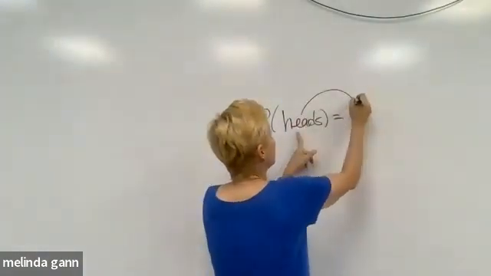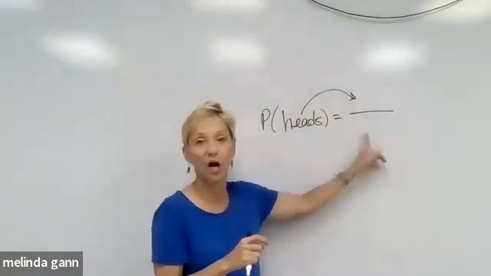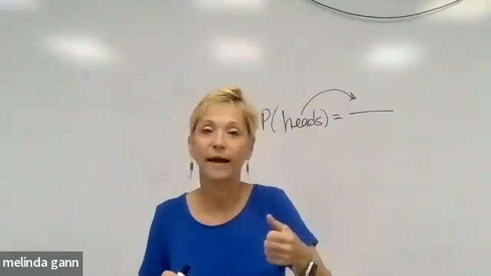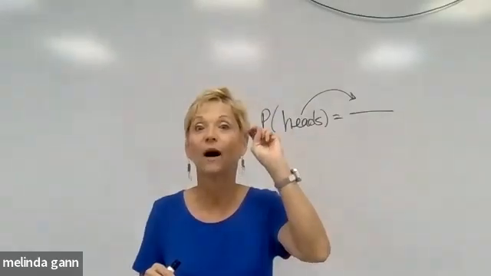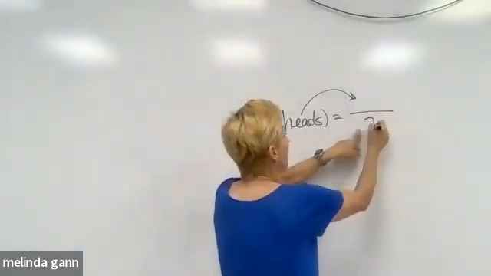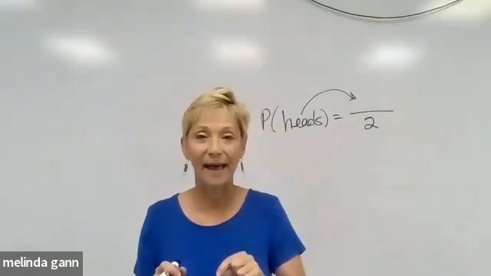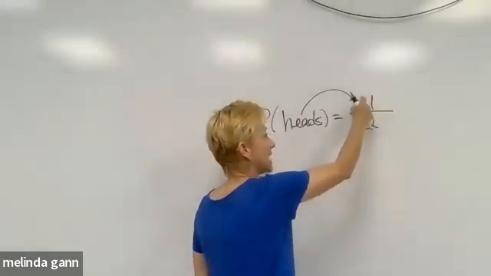Because what's in the parentheses goes on top, and the total goes on the bottom. So I'm thinking, when I flip a coin, what are all the things I can get? I either get heads or tails. That's how many things? 2. So my total goes on the bottom. Of those 2 things, how many are heads? Only 1. So the 1 goes on the top.